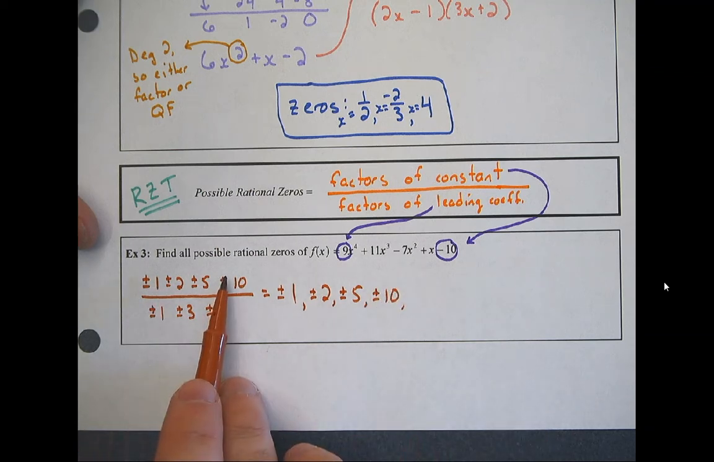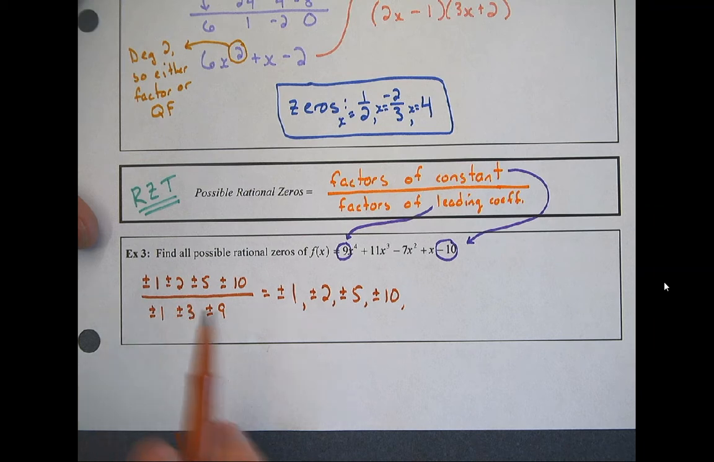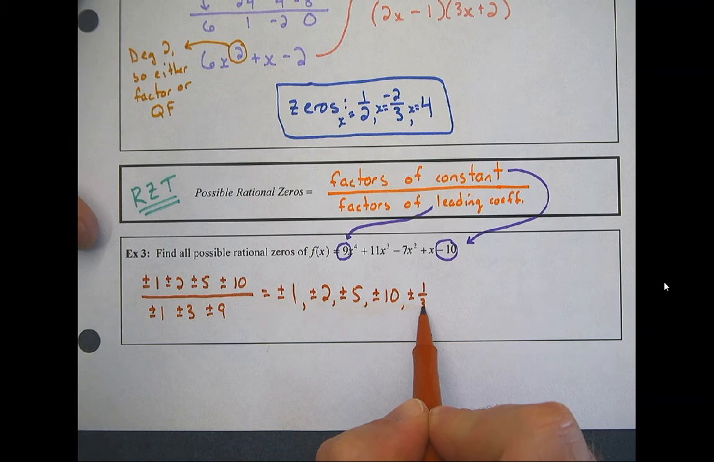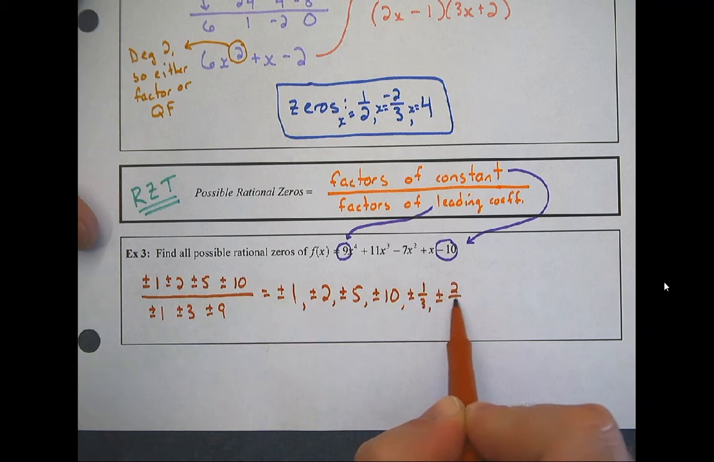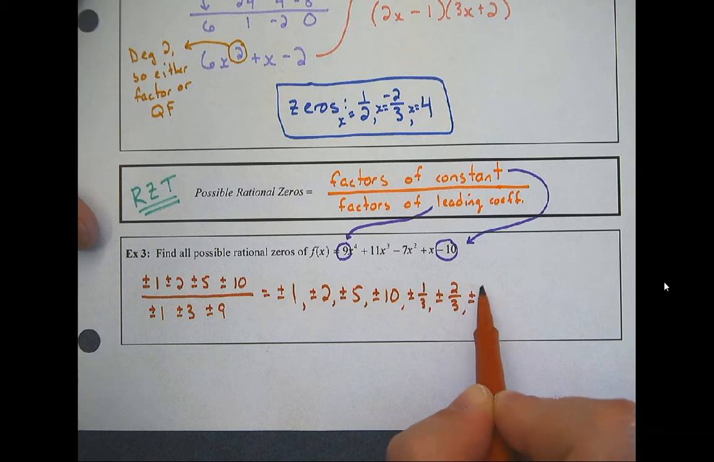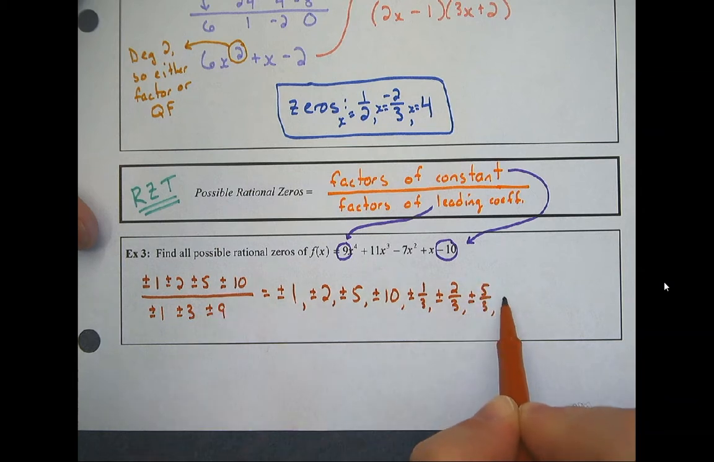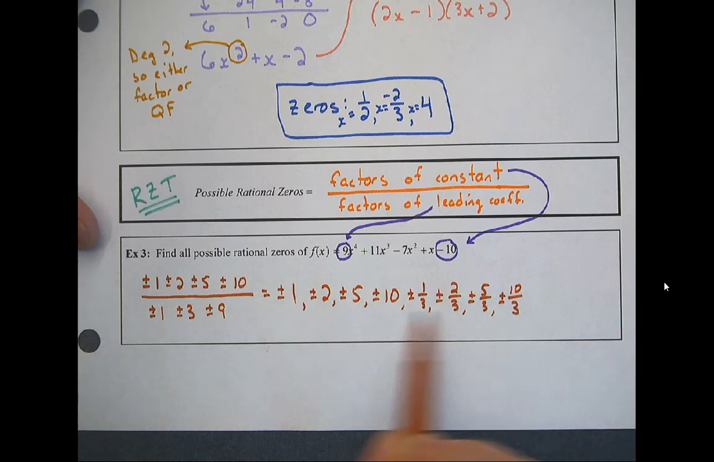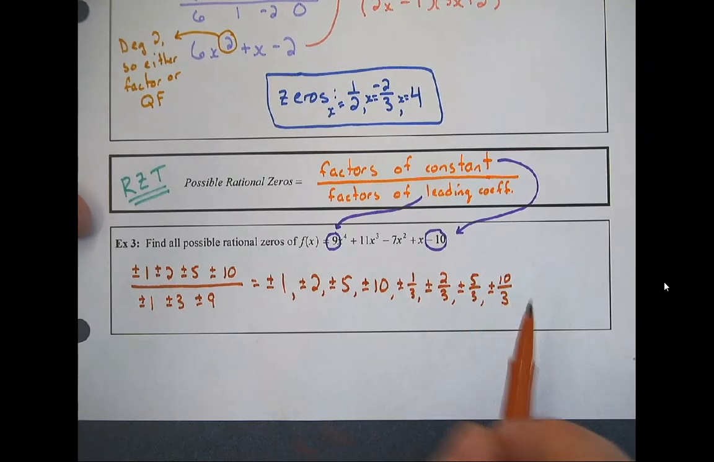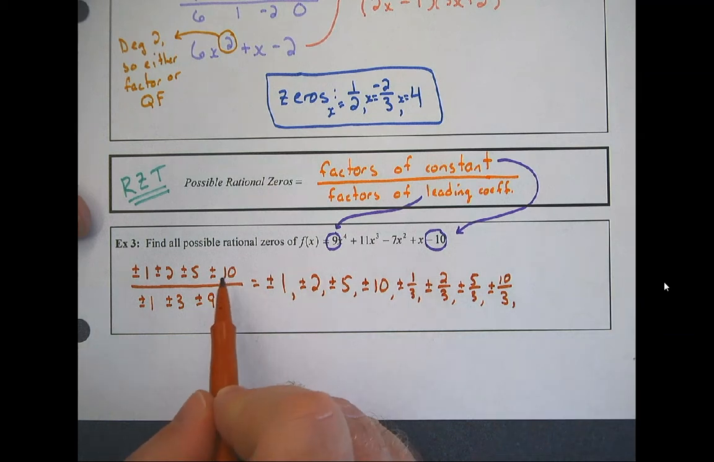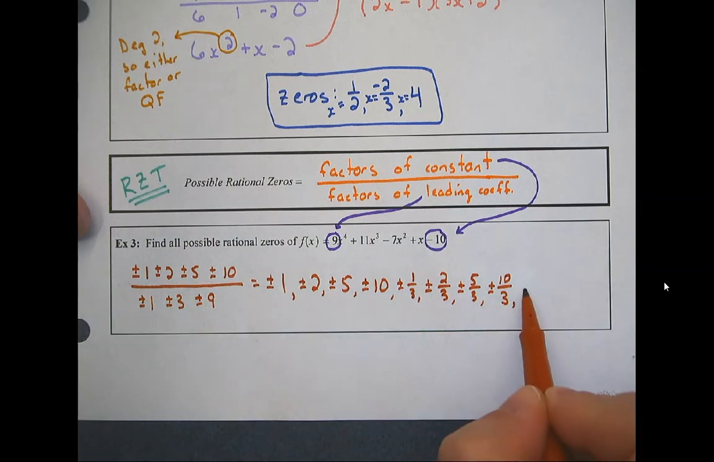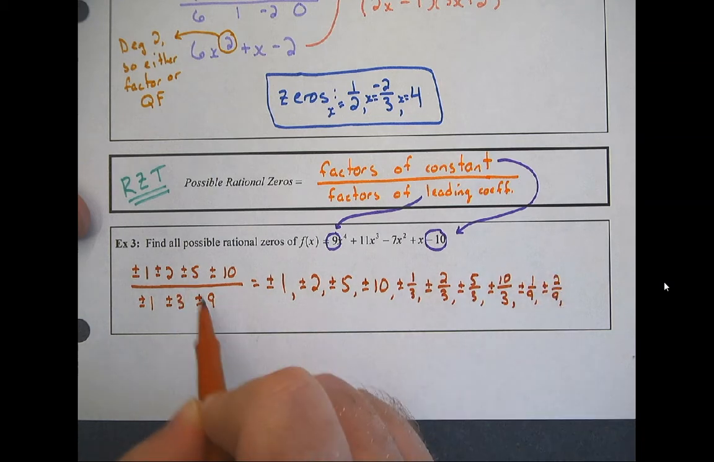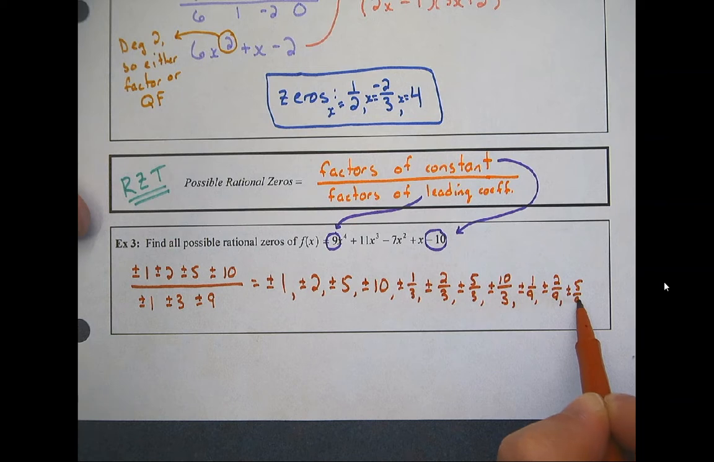Then I'm going to take everything in the numerator again, but I'm going to divide it by the 3. So 1 divided by 3 is 1/3. 2 divided by 3 is 2/3. 5 divided by 3 is 5/3. 10 divided by 3 is 10/3. Now, sometimes these will reduce and make another number that you already had in the list. You don't have to list it twice. You can if you want to. Then I'm going to take all these numerators and put them over the 9. So 1 over 9 is 1/9. 2 over 9 is 2/9. 5 over 9 is 5/9. And then finally, 10 over 9 is 10/9.